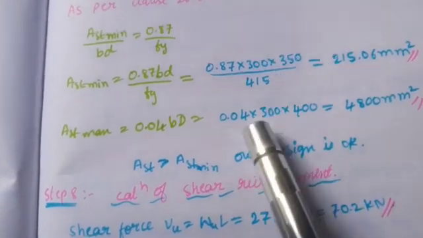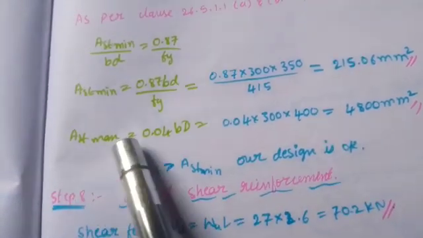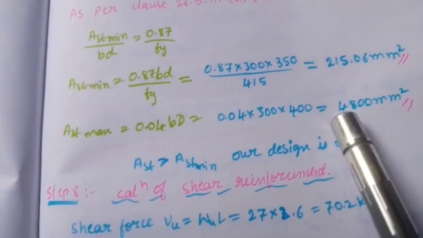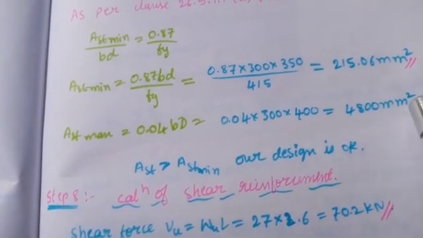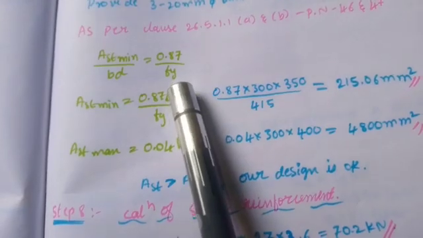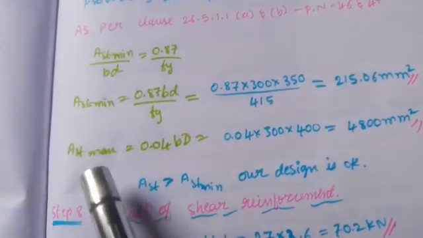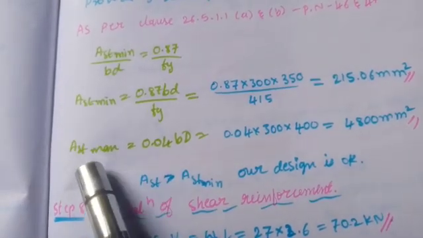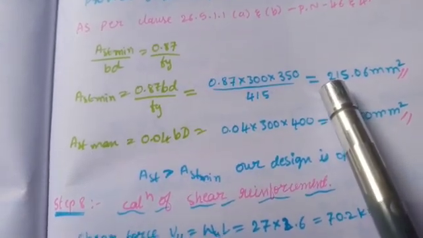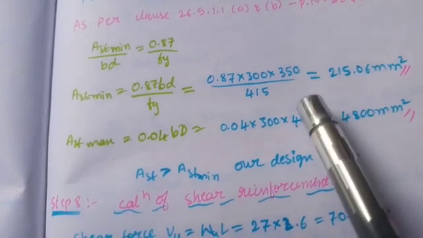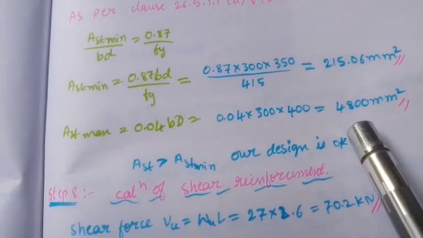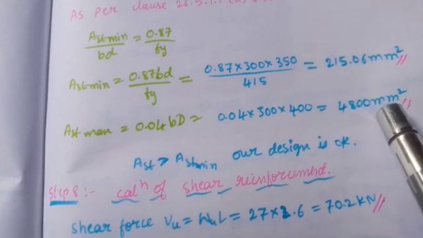Our Ast maximum formula is 0.04 B into D. Substitute all the value. After simplifying we'll get our Ast maximum value as 4800 mm square. So what they have mentioned here is our Ast value should not be less than the minimum and it should not be greater than 4800 mm square.